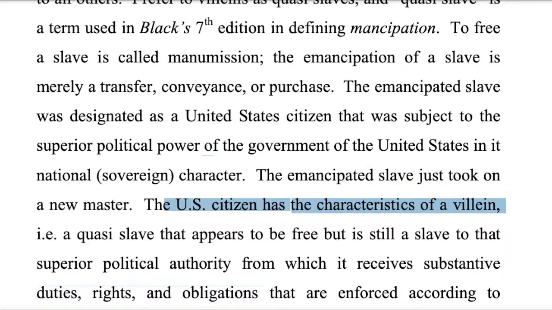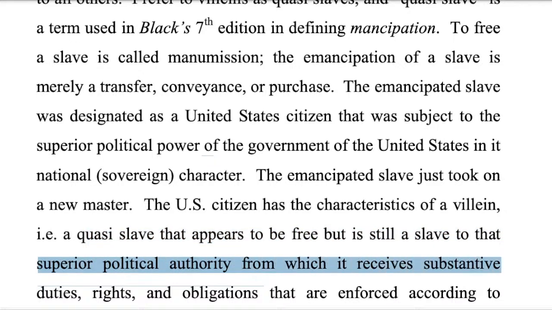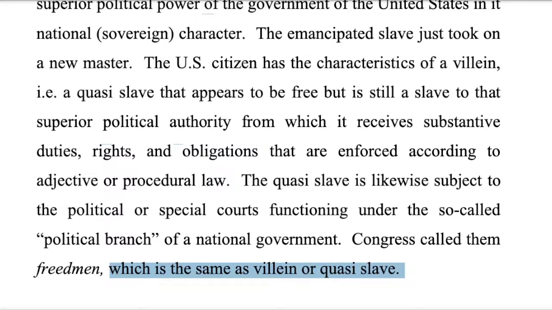The U.S. citizen has the characteristics of a villein. An example, a quasi-slave that appears to be free but is still a slave to that superior political authority from which it receives substantive duties, rights, and obligations that are enforced according to an adjective or procedural law. Adjective or procedural law. Adjective. The quasi-slave is likewise subject to the political or special courts functioning under the so-called political branch of a national government. Congress called them freedmen, which is the same as villein or quasi-slave.